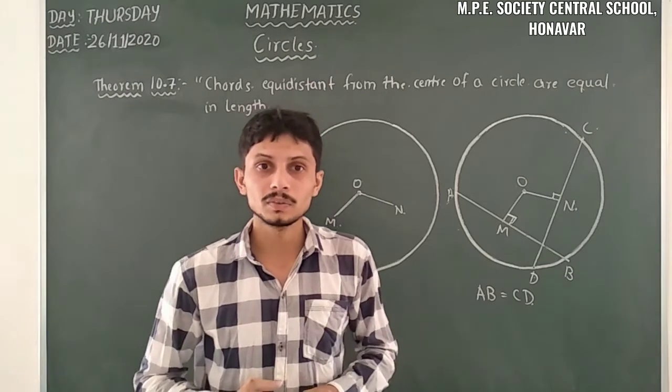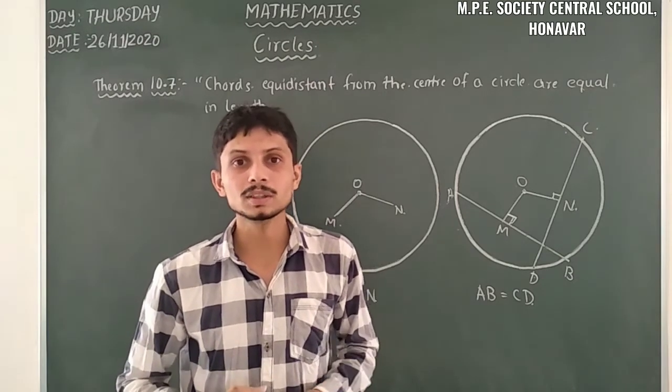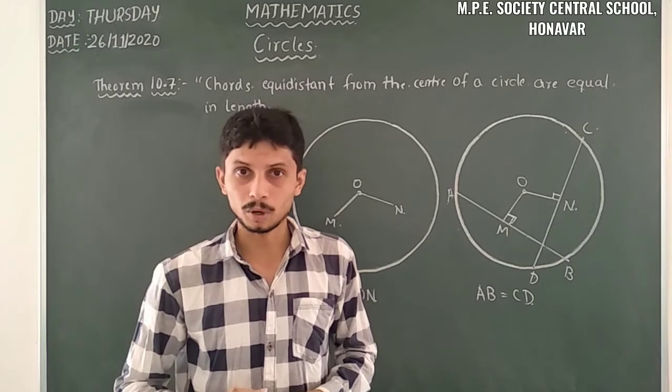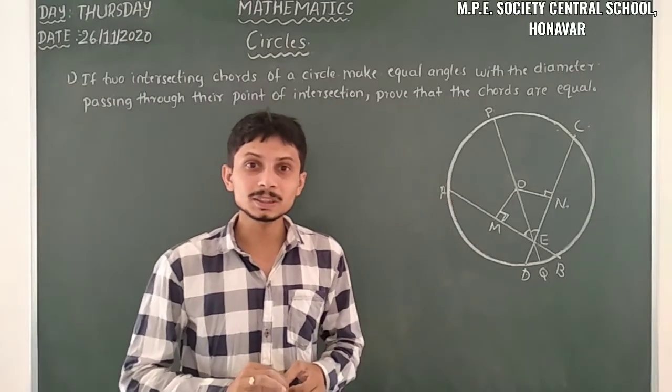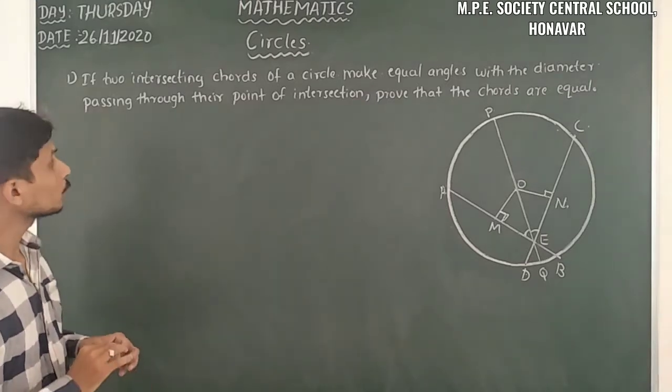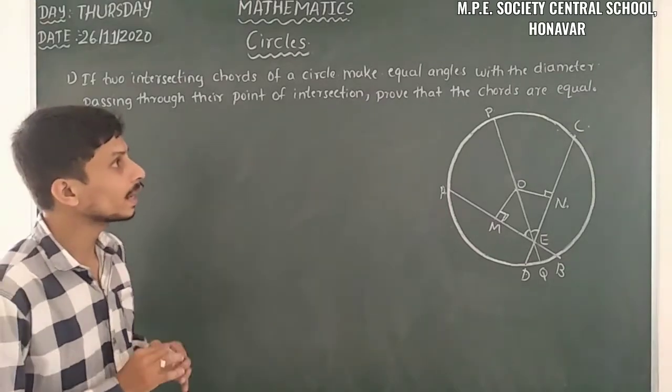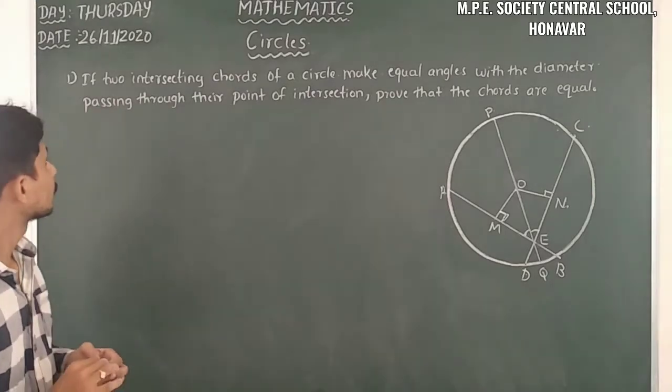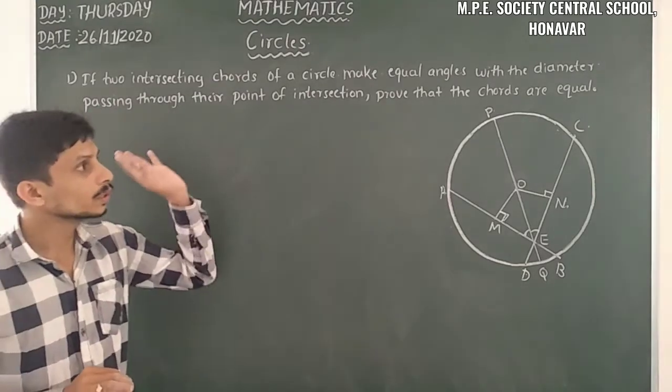Based on that we have some problems, so let us move on to some problems. Let us take the first problem of this video. If two intersecting chords of a circle make equal angles with the diameter passing through their point of intersection, prove that the chords are equal.